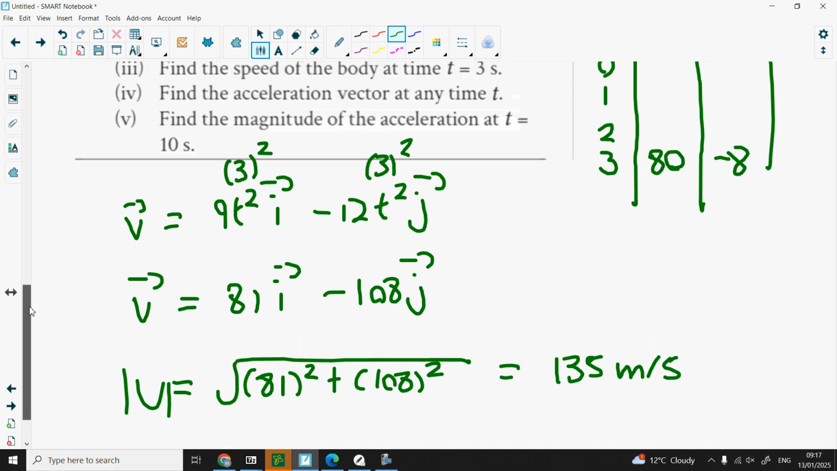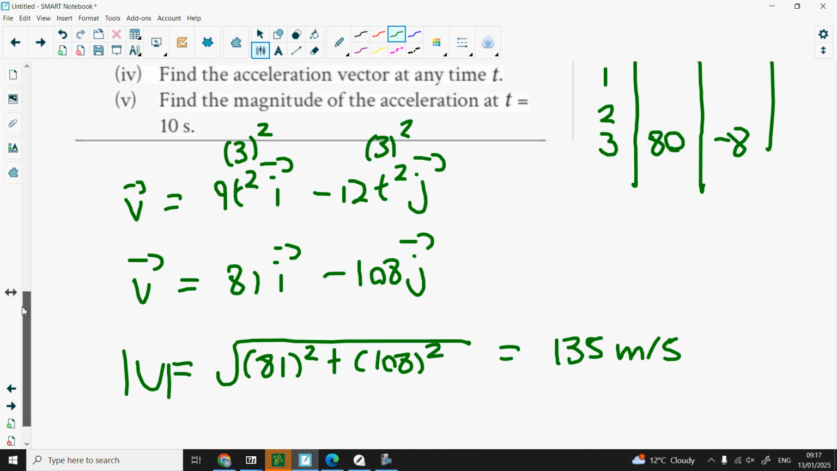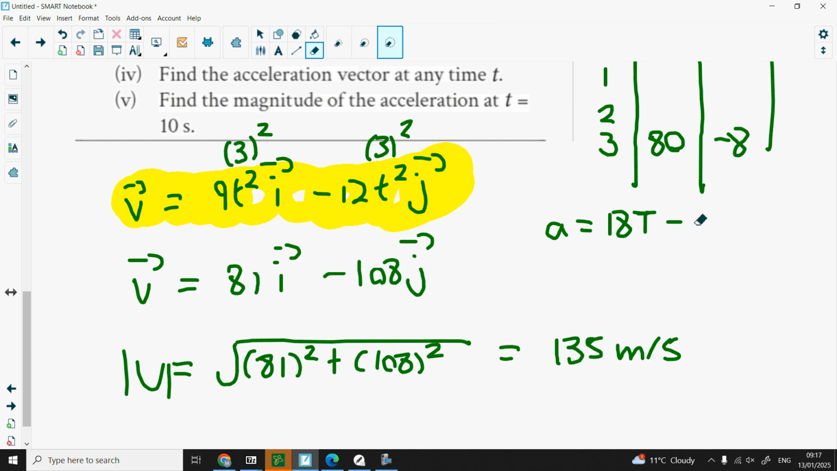All right. Find the acceleration at any time. What do you reckon we're doing now? Differentiating velocity. Once you differentiate velocity, what do we get? 18t i minus 24t j, I wrote that down wrong. And it would be measured in meters per second squared.